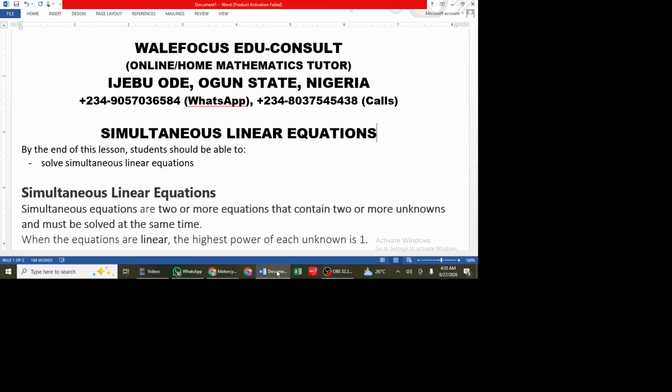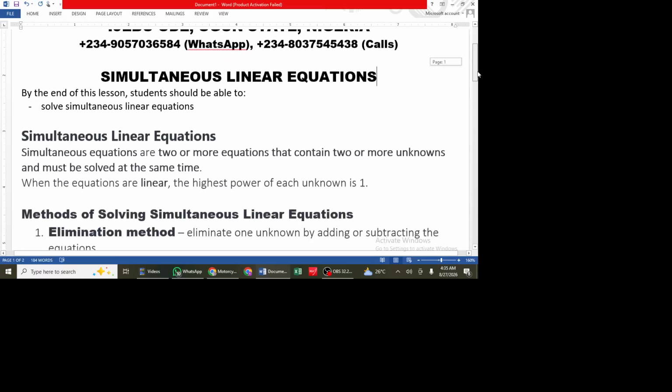Today, we'll be discussing simultaneous linear equations. By the end of the lesson, you should be able to solve simultaneous linear equations. What are simultaneous linear equations?